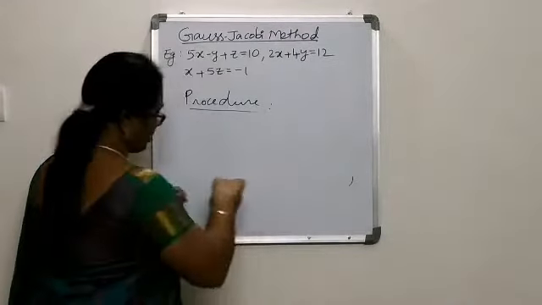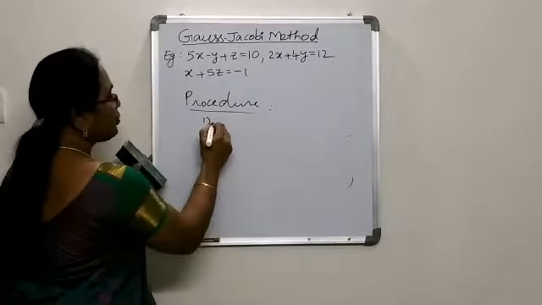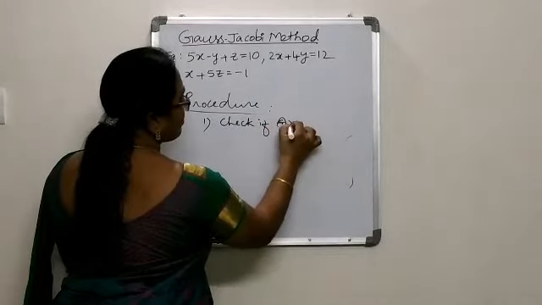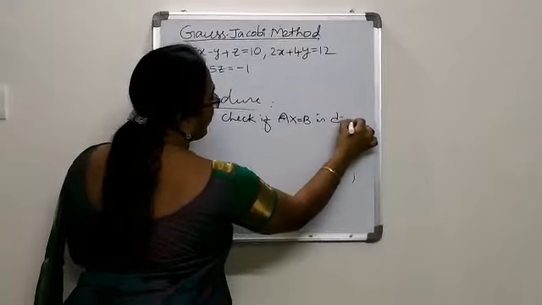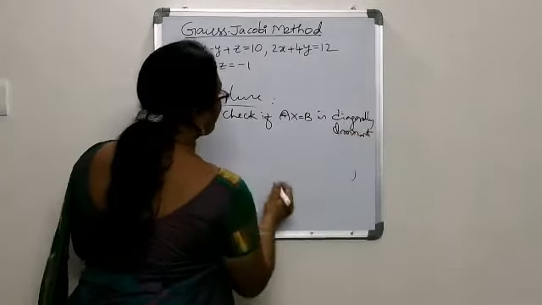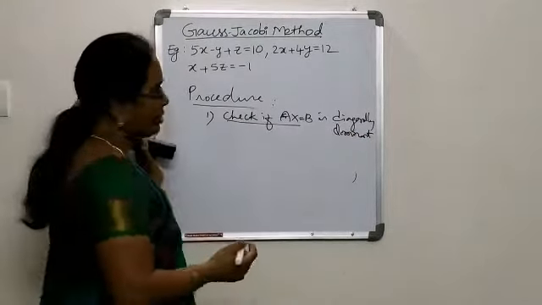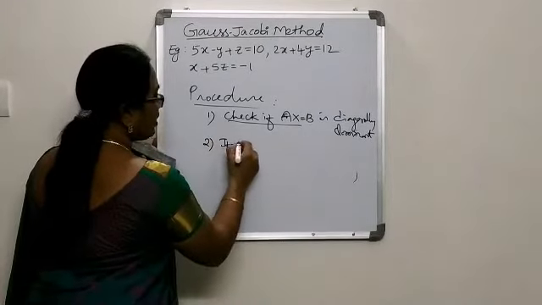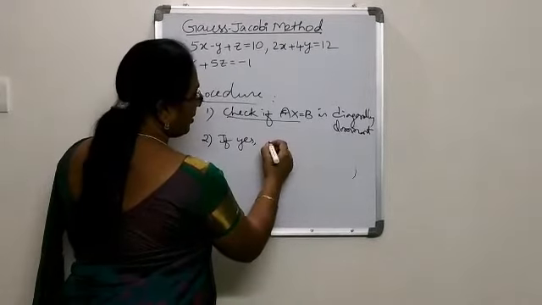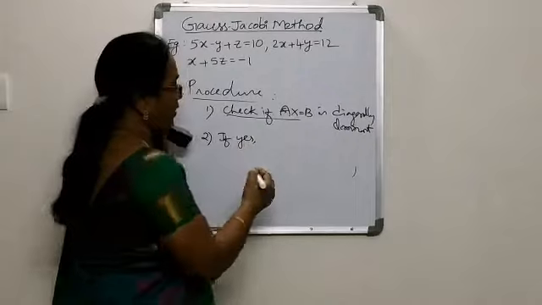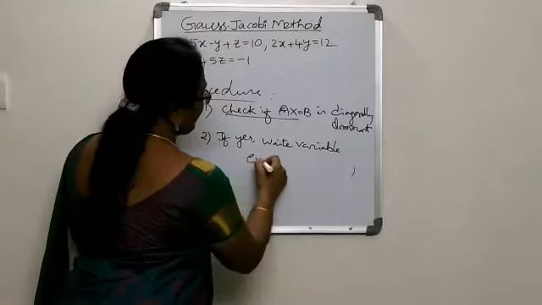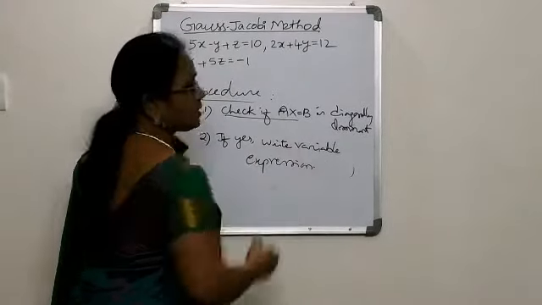Now, let me tell you the procedure. First, we check whether the given non-homogeneous system is diagonally dominant. Let us check first whether the given non-homogeneous system is diagonally dominant. In the next step, if we find that it is diagonally dominant, then we write down the expressions for the variables of the given system of equations.